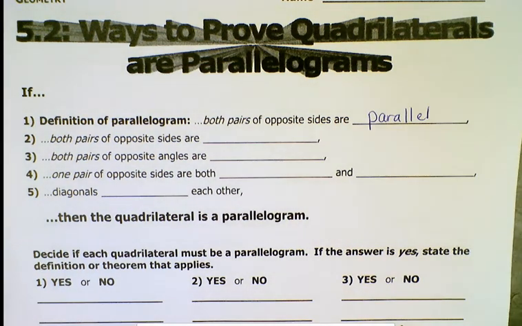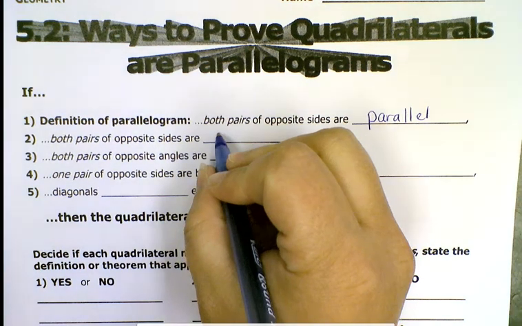Now, they won't always be marked parallel. We might have to use alternate interior angles or same side interior angles to say that they're parallel. But once we've established that both pairs of opposite sides are parallel, then we can say that we have a parallelogram. The second way is to find out that both pairs of opposite sides are congruent.